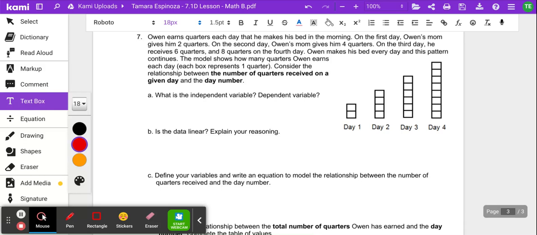The model shows how many quarters Owen earns each day. Consider the relationship between the number of quarters received on a given day and the day number. What is the independent value and the dependent value? So his money depends on which day he is making his bed. So dependent is the money, the quarters, and independent is the day number.